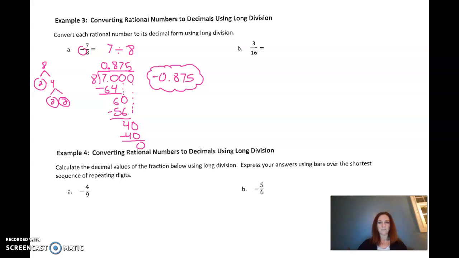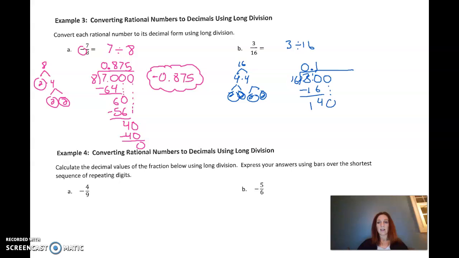Okay? Same thing here. I'm going to look at 16. That's 4 times 4, 2 times 2, and 2 times 2. Okay, all 2's, terminating decimal. 3 divided by 16. Well, 16 goes into 3 0 times. 16 goes into 30 1 time. 1 times 16 is 16. We subtract. 10 minus 6 is 4. 2 minus 1 is 1. 1, 0 under the line, 140.